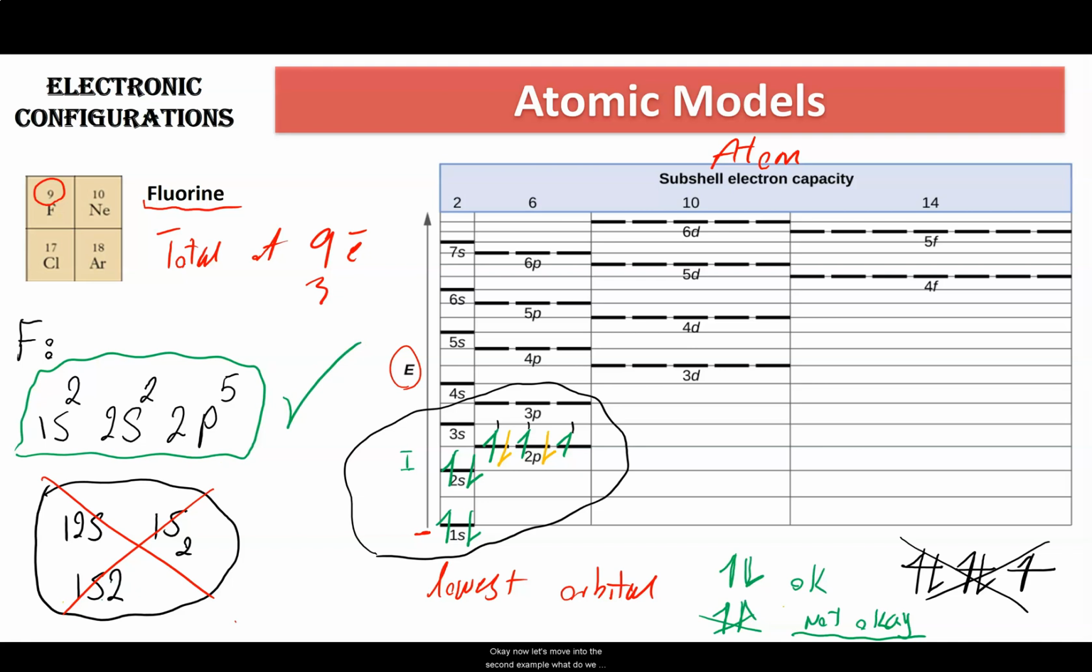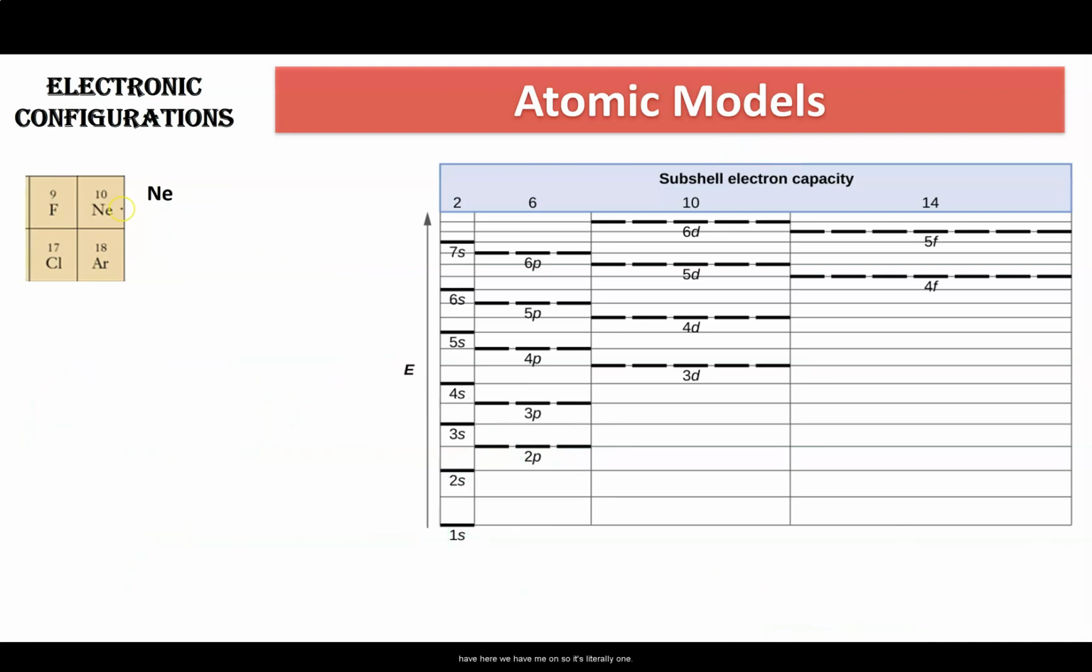Okay, now let's move to the second example. All right, what do we have here? We have neon. So it's literally 1 extra electron here.